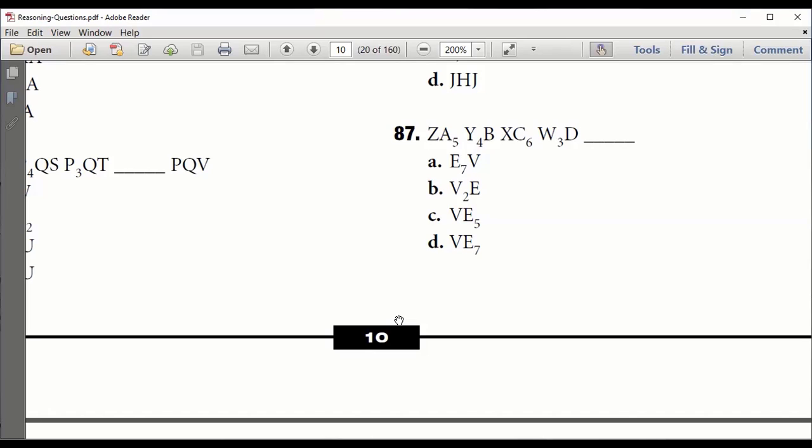Second type of number series, combination of operations. You're adding everywhere some number, say 2 plus 2 plus 2 plus 2. Or subtracting everywhere some number. Or multiplying or dividing, the basic operation series.